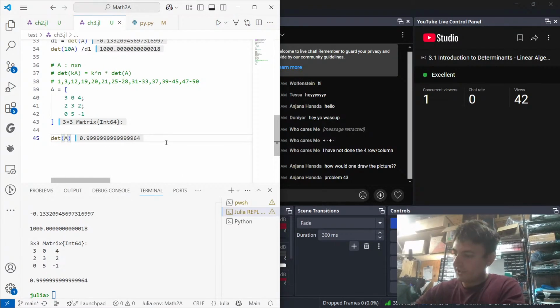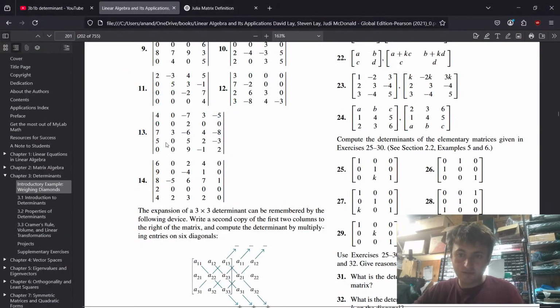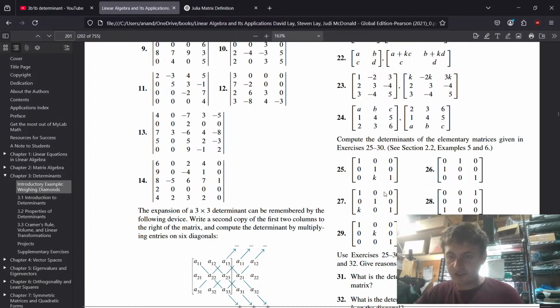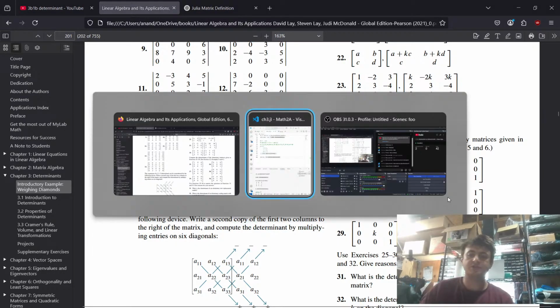Okay, so wait, we just did 25 and 26. So we were planning to do 27 and 28. But the thing is, this is triangular. So really, this is just going to be 1. Now, this one's interesting, but I think this is going to be minus 1. Because let's do the expansion. Wait, is it? This is going to be 1 to the 1 plus 3, so this is even. So that's a plus 1 minus 1. All right, let's just do this.